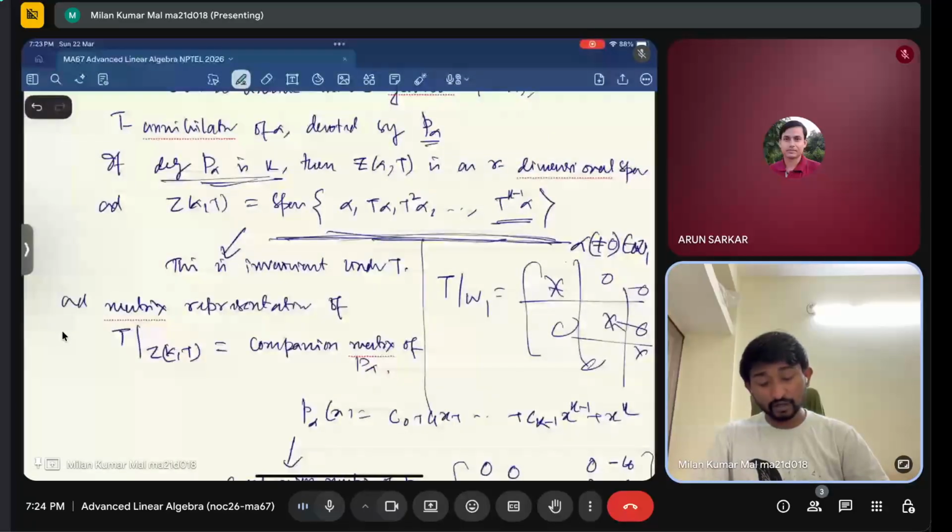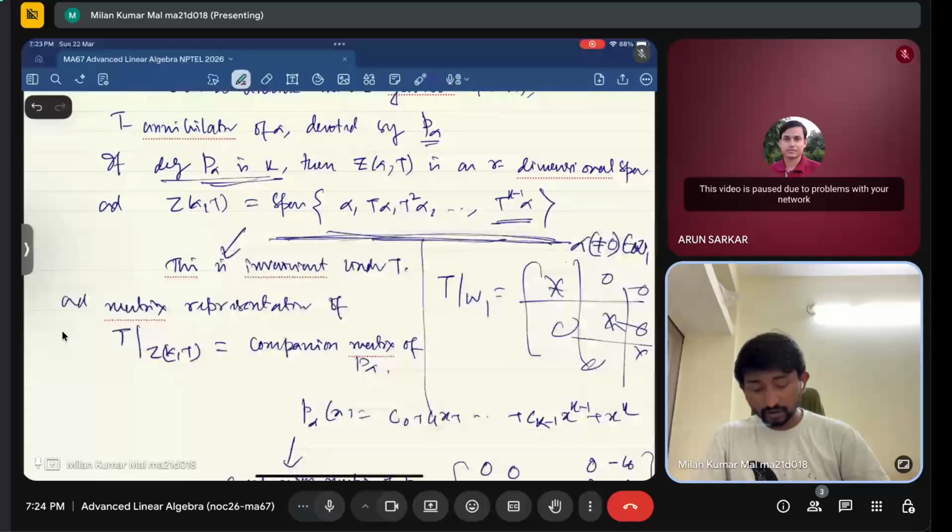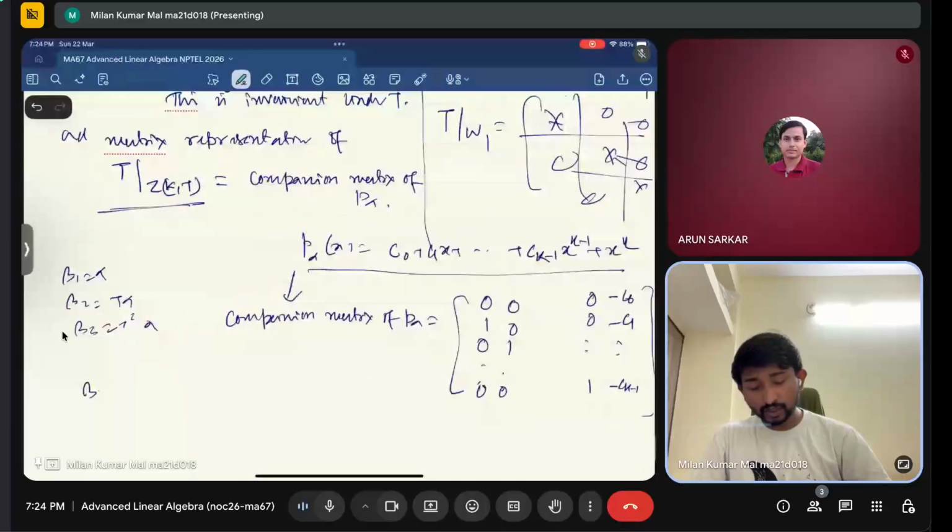That is very much clear, because T will send, let's take the basis beta 1 equals alpha, beta 2 equals T alpha, beta 3 equals T squared alpha, all the way to beta k equals T to the power k minus 1 alpha. Then T beta 1 is T alpha, which is beta 2. T beta 2 is T of T alpha, which is beta 3, and all the way T beta k is T of T to the power k minus 1 alpha, which will be T to the power k alpha.